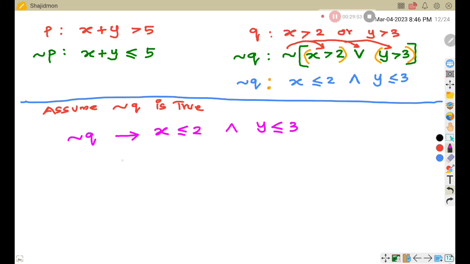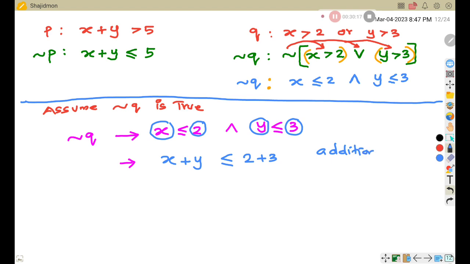Just use the addition rule, correct? X less than or equal to 2, y less than or equal to 3, so we can add both sides. Add the left side, x plus y, and add the right side, 2 plus 3. So x plus y less than or equal to 2 plus 3, which means 5. X plus y less than or equal to 5, we are getting.